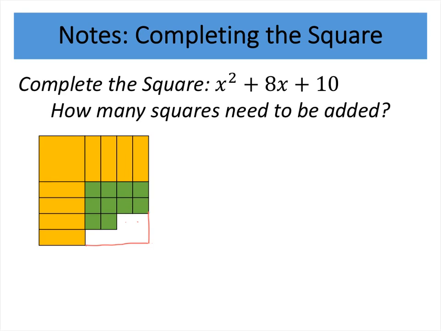So hopefully you've had a chance to think about what needs to go here. It looks like we have to add 1, 2, 3, 4, 5, 6 more boxes. Well, we can't just add 6 to this. So what's really important to know is that we would like to add 6, but we can't just add 6 because that changes the equation.